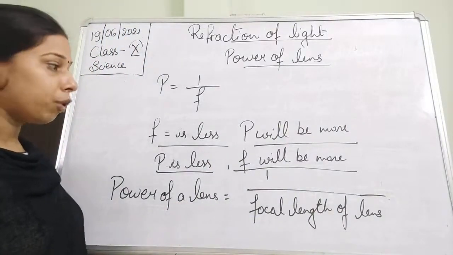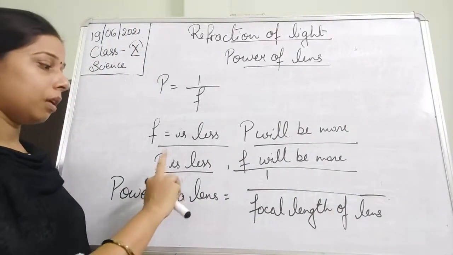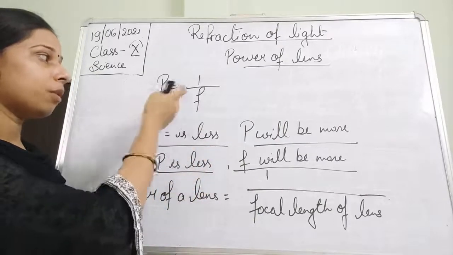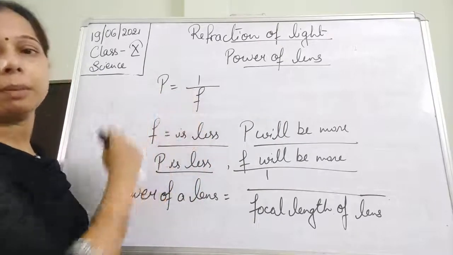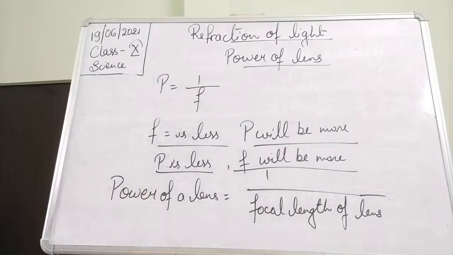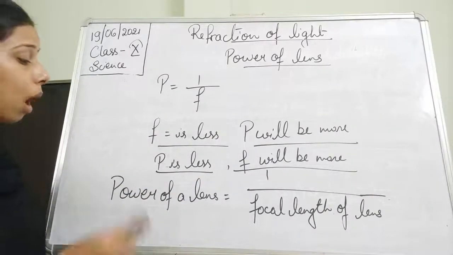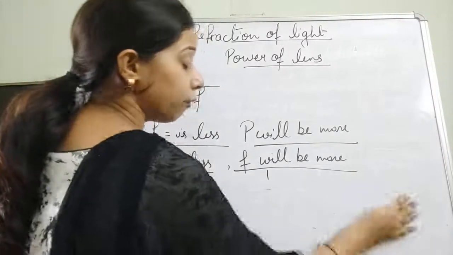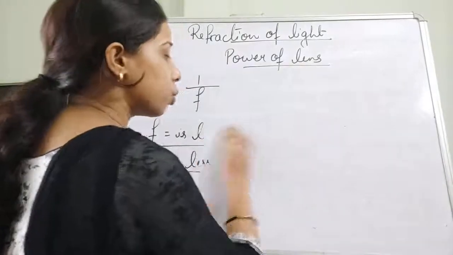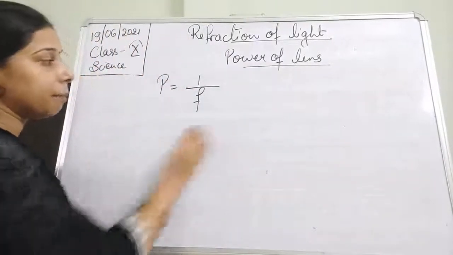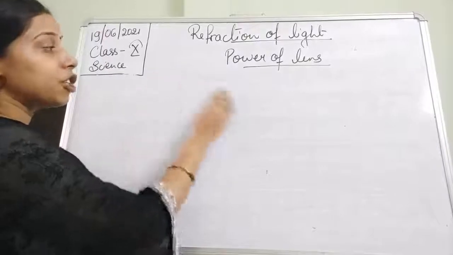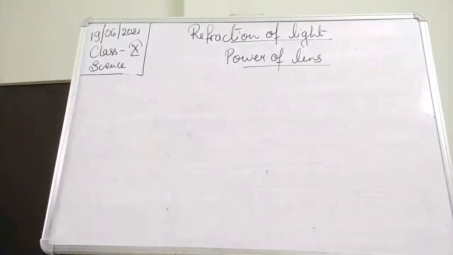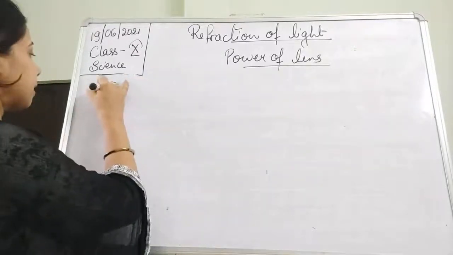So the power of the lens will be reciprocal. If this is more, then this will be less. Like that, we can find the power of the lens. Now, what is the unit of the power of the lens, student? It is basically measured in diopter, which is represented by capital D. So the unit of power of lens is diopter.